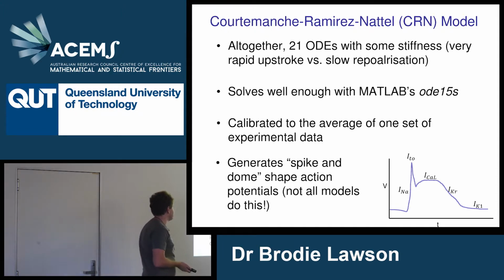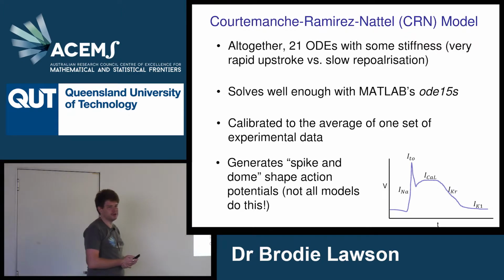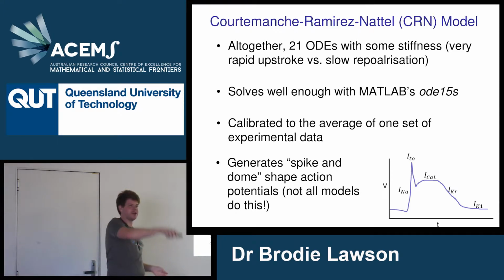And one of the best ways to show that is the Courtemanche model, if you use the default parameters, gives you some sort of shape like this. I mean, I sort of just lazily drew that, but you see a big spike, and then you see a dome. That's for an atrial cell, but depending on whose data you look at, some of them have spikes and domes, some of them are just a sort of triangle shape.